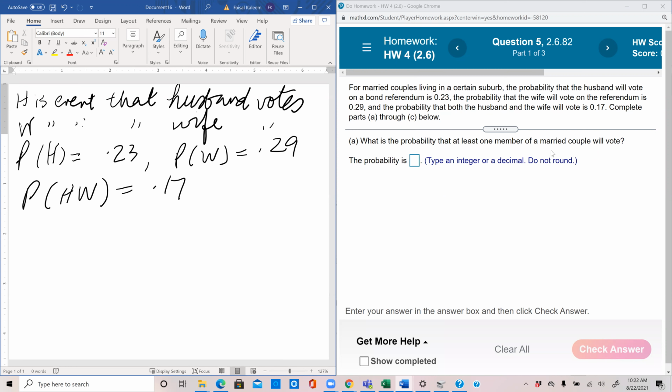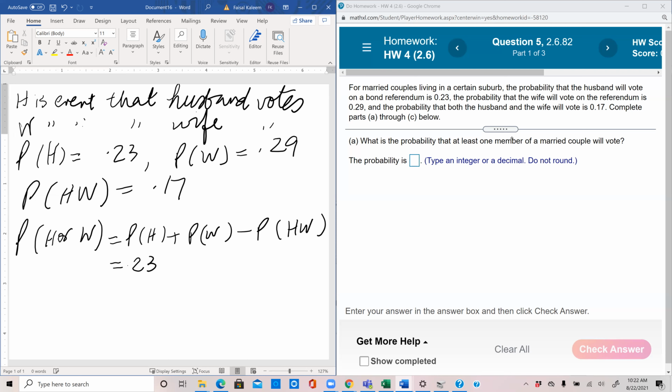What is the probability at least one member of a married couple votes? So probability husband or wife is the same as probability at least one. That's probability of husband plus probability of wife minus probability of husband and wife, by the addition rule. So 0.23 plus 0.29 minus 0.17. That's 0.35.